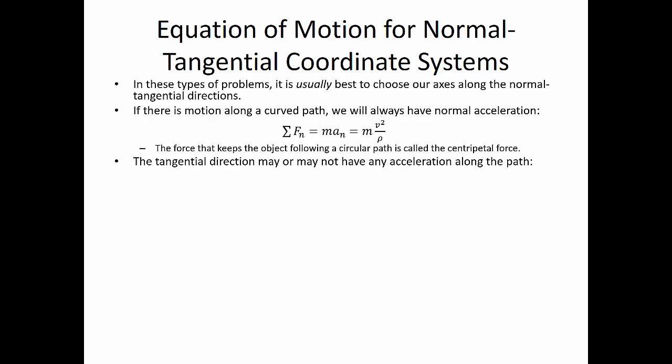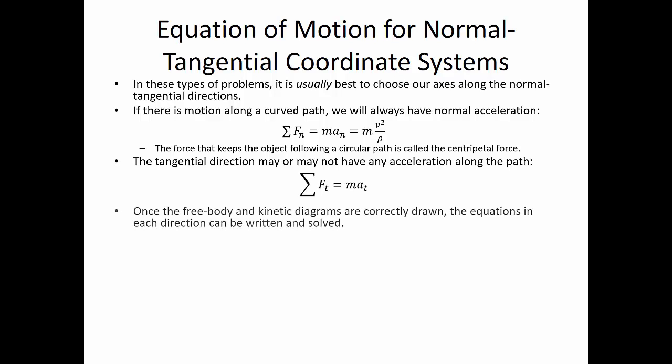The tangential direction may or may not have any acceleration along the path. However, we can find the forces in that direction by saying that the sum of the forces in the tangential direction is equal to the mass times the acceleration in the tangential direction. If there's no tangential acceleration, then the sum of our forces equals 0. Once the free body and kinetic diagrams are correctly drawn, the equations in each direction can be written and solved.